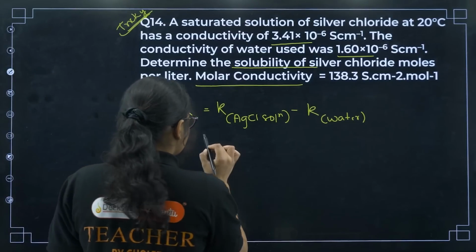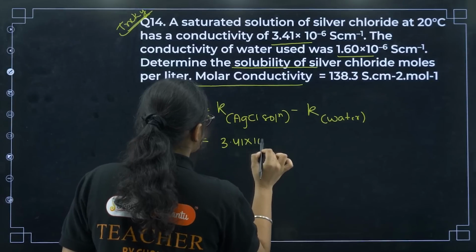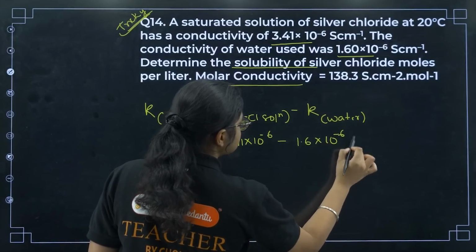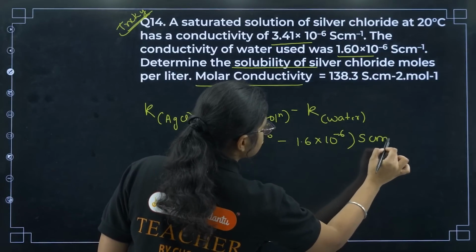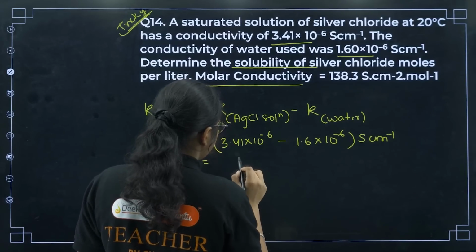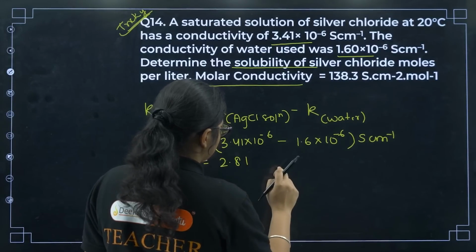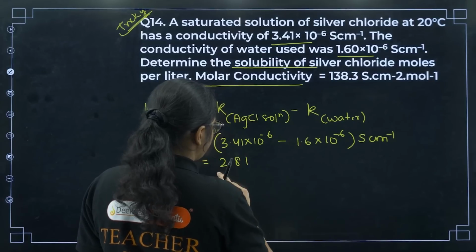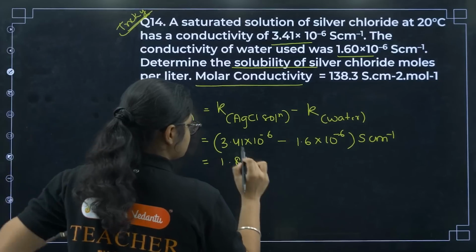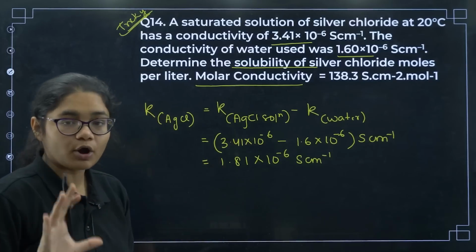Okay, so now if I just substitute this one, what I will get? This is your 3.41 into 10 to the power of minus 6 minus 1.6 into 10 to the power of minus 6 S centimeter inverse. So now we can solve it. I have 1.6, right? So I can have 14 minus 8, 6, 2.81, I think. 1 plus 0, 1, 6 plus 8, 14, 2, 3, 4, sorry, 1.81. I am little weak in calculations, so please forgive me. Yes, this is the answer, or this is the conductivity of pure AgCl.